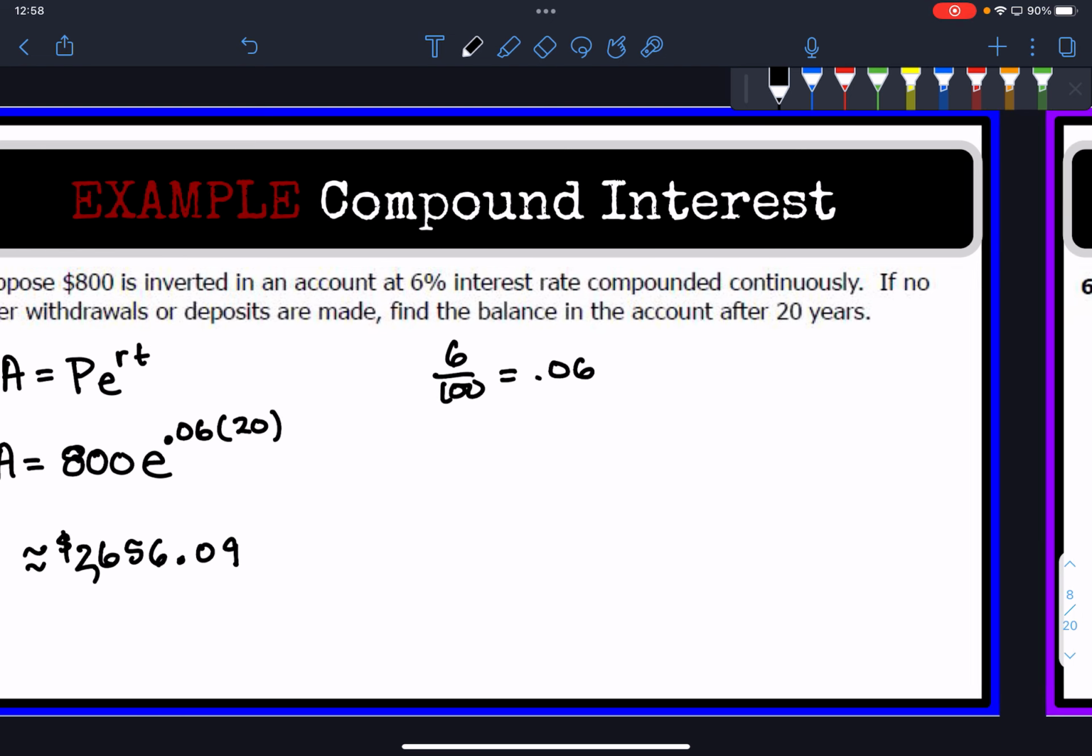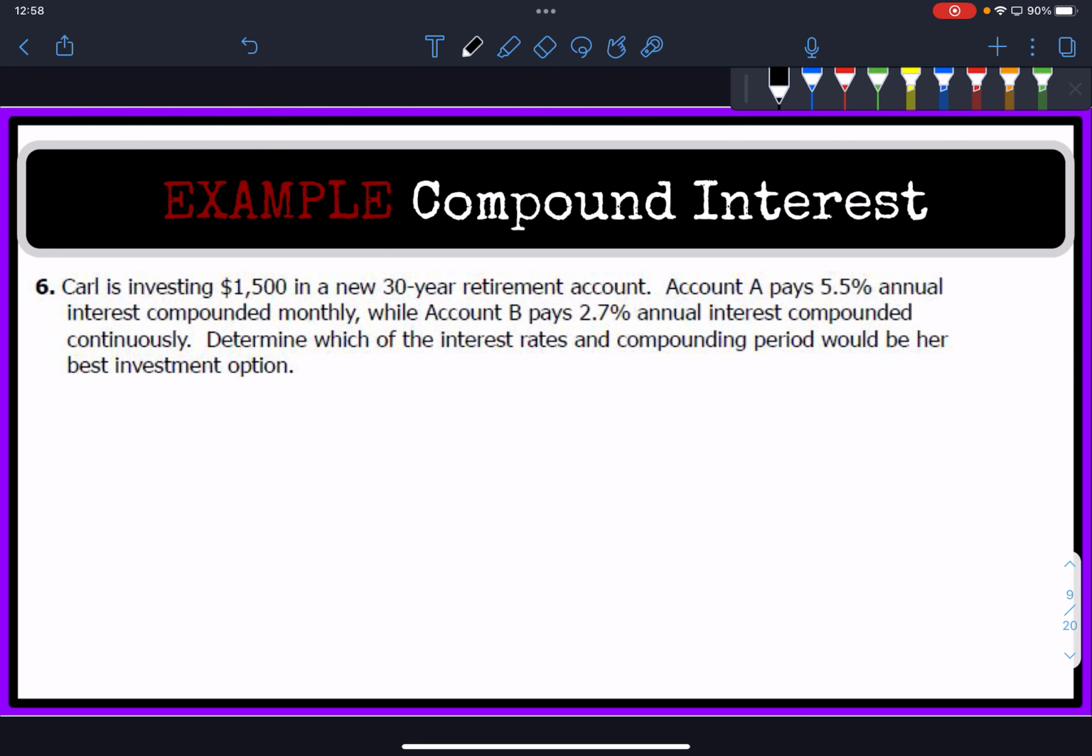Let's do one more. Let's say Carl is investing $1,500 into a new retirement account, and he has two options. Option A is going to pay him 5.5% annual interest compounded monthly, while option B is going to pay 2.7% annual interest compounded continuously. Let's determine which of these interest rates and compounding periods would be her best investment option. So let's see how Carol is going to make more money. Which account is going to give her more money?